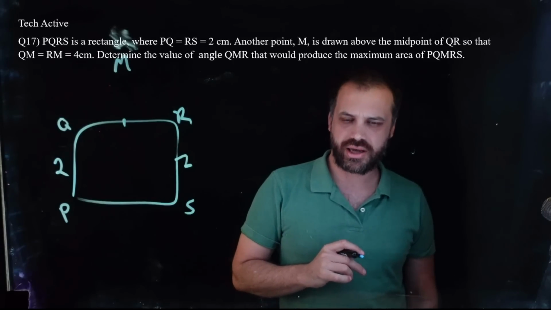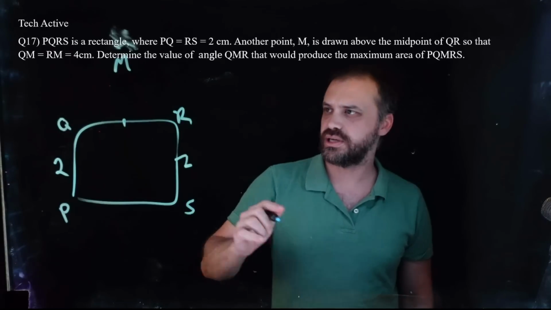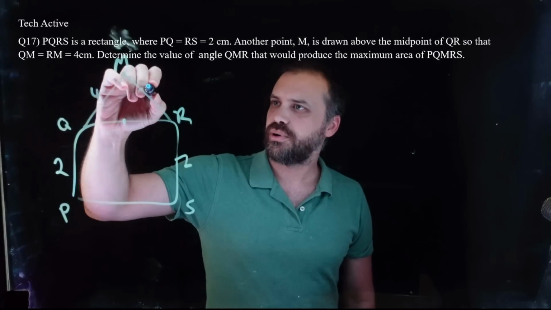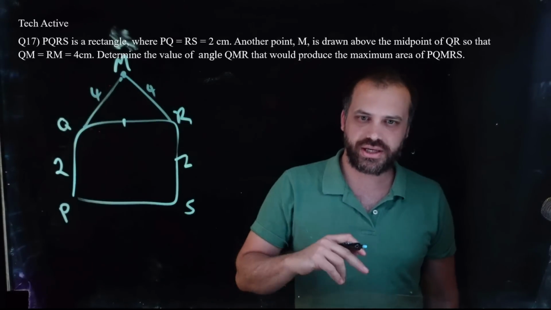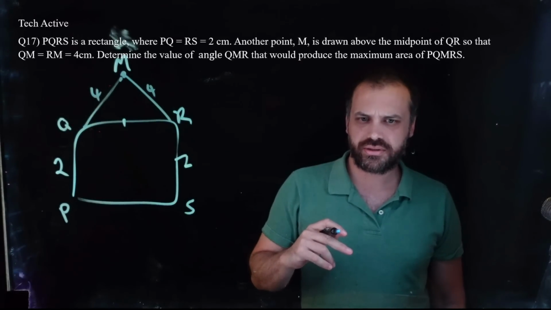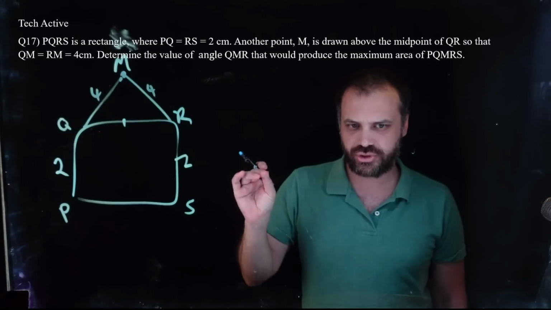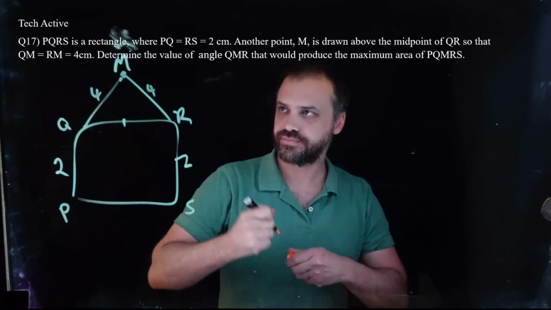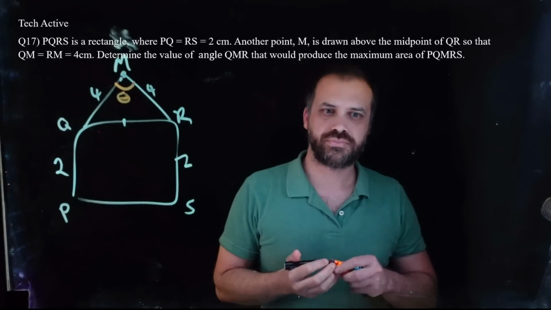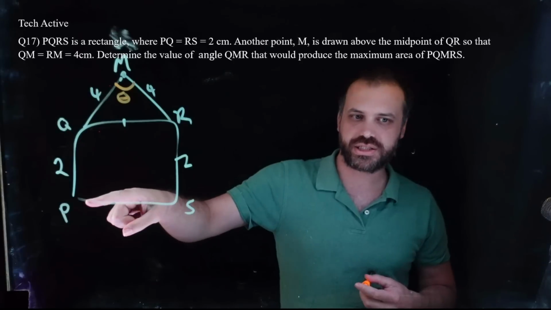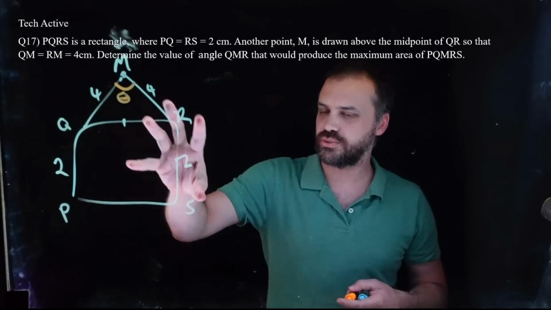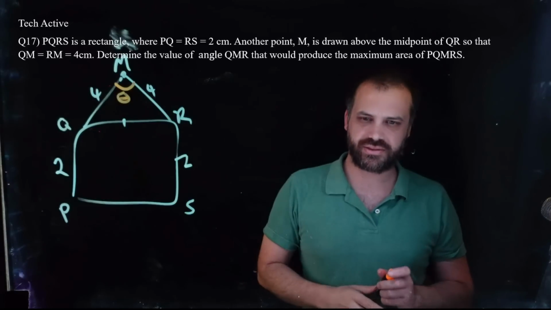QM and RM both equal 4 centimeters. Oh, we've got a house. Okay. Determine the value of angle QMR that would produce the maximum area for PQMRS. All right, so we're trying to maximize the area of that thing.